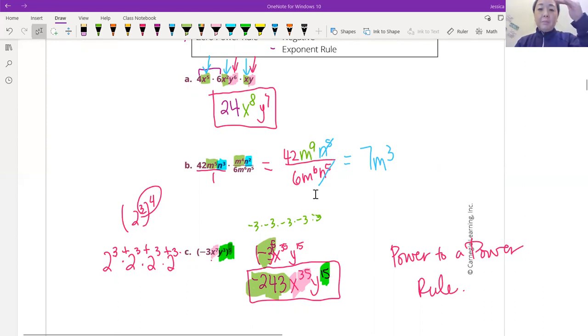If I have 9 m's on top and 6 on the bottom, right? 6 on the bottom. And how much can I cancel out? I can cancel out 6 of them, which means I only have 3 left on the top, right? And so that's why we have m to the 3rd power.